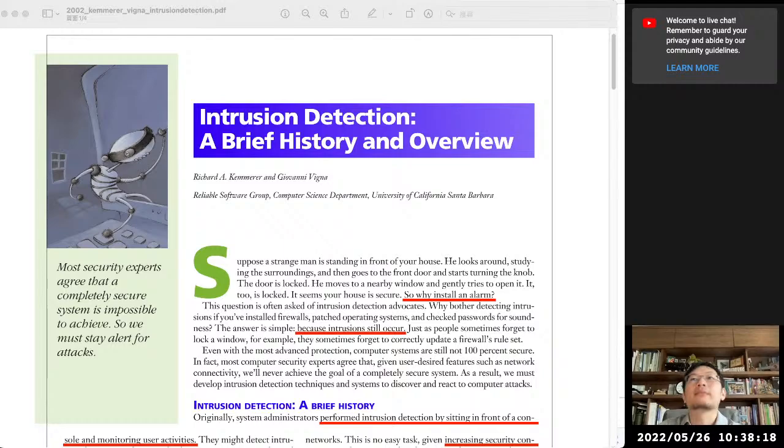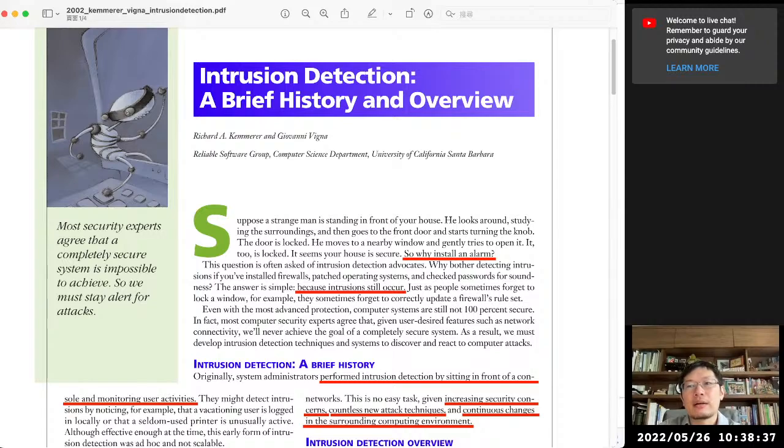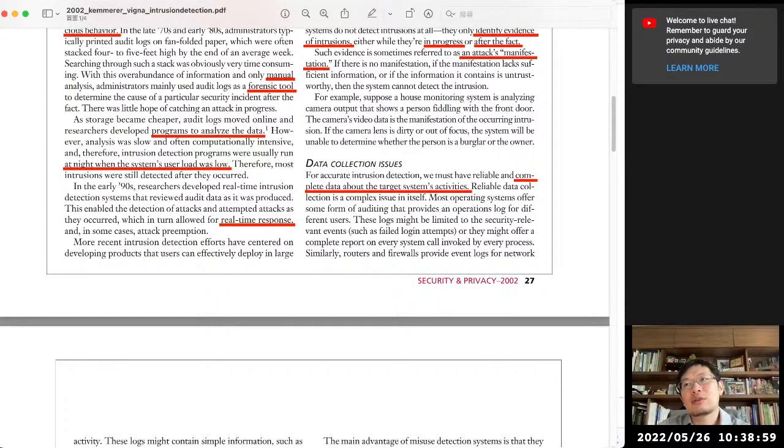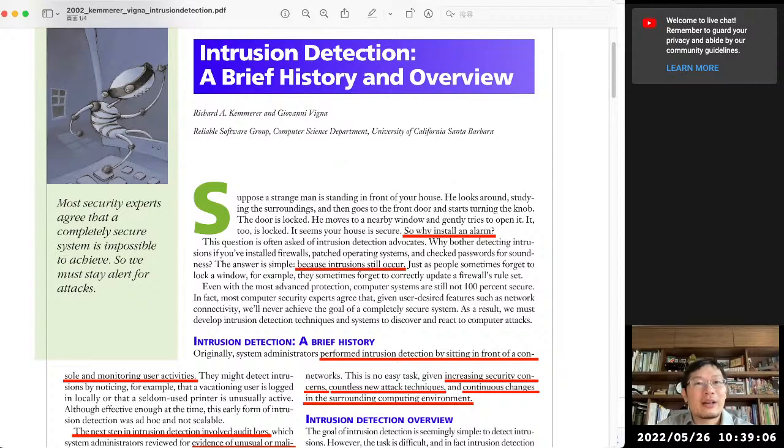Right here. Okay, so that is the first paper I would like to discuss. That is the brief history and the overview of intrusion detection. So basically, you have to learn some basic definitions or concepts of intrusion detection so that you can write the correct analysis program. Okay, this paper was published quite early, in 2002, because that is a basic concept. It did not change quite often, right?